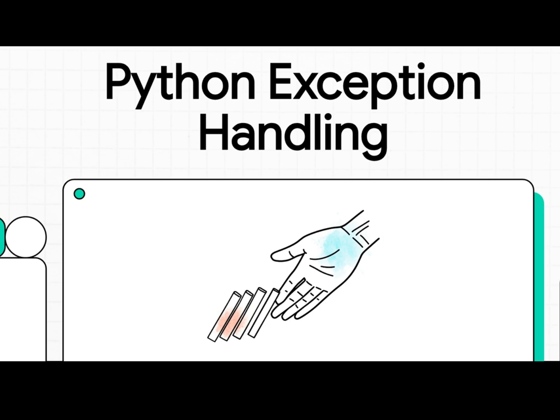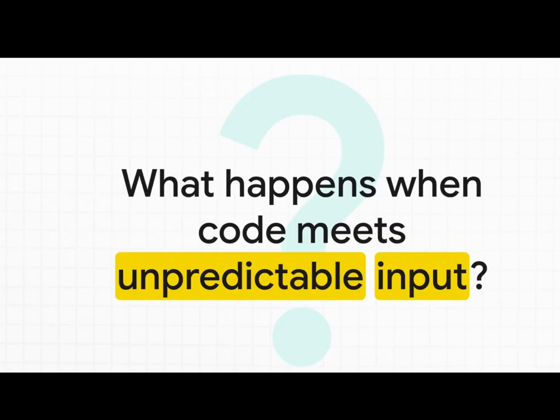Let's do this. So picture this. You've spent hours crafting the perfect script. The logic? Flawless. The syntax? Chef's kiss. But then, the real world gets involved. A user types something weird, or a network connection drops, and suddenly, chaos. This is the exact problem we're solving today. What happens when our clean, perfect code runs into the messy, unpredictable real world?